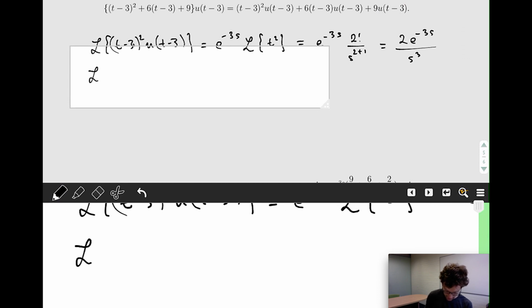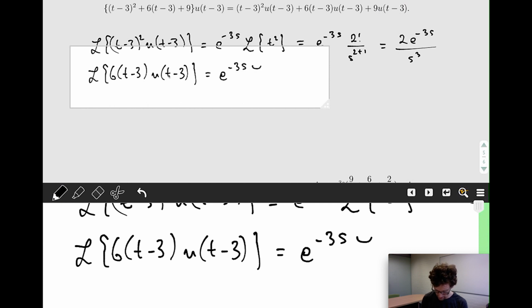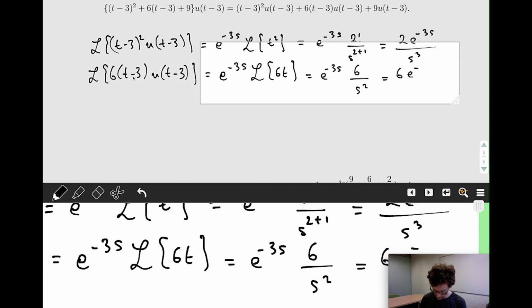Next piece, we've got the Laplace transform of 6 (t minus 3), u of t minus 3. Again, notice that this is in the form of a shift and cut, so I can use the second shifting theorem to write this as e to the minus shift times s times the Laplace transform of the unshifted, uncut function. So get rid of the cut, get rid of the shift, I'm left with 6t, and the Laplace transform of 6t is 6 over s squared. So that gives me 6 e to the minus 3s all over s squared.